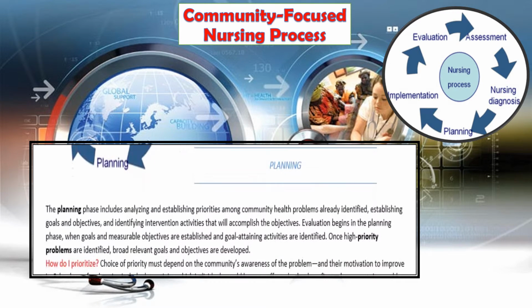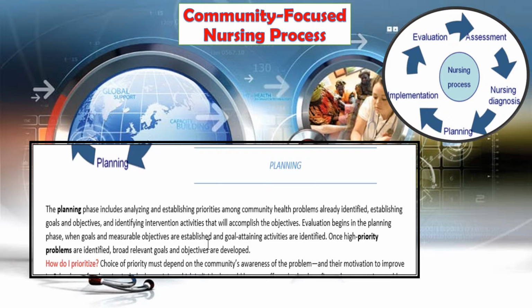The next step in the nursing process is planning. The planning phase includes analyzing and establishing priorities among community health problems that have been identified. You're going to establish goals and objectives, and you're going to identify intervention activities that you're going to be implementing to accomplish those objectives. Okay.